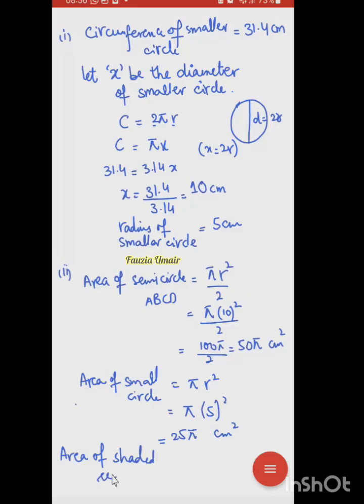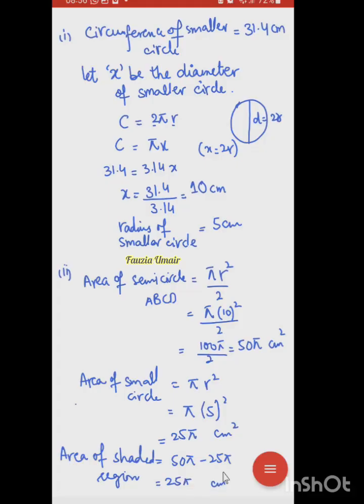What is the area of the shaded region? It is 50 pi minus 25 pi. So you need to remember Class 8 knowledge. If one of these terms is 50 pi minus 25 pi, they are like terms because both have pi. So we will say the answer is 25 pi, right?